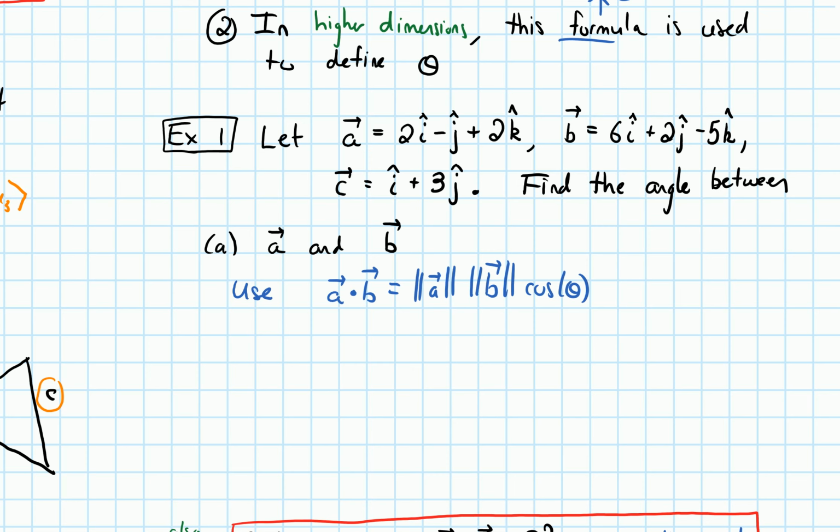Okay, so on the left-hand side, to take the dot product of A and B, let's use our algebraic definition of the dot product. So first we multiply their i components together, so that would be 2 times 6. Added to, multiply their j components together, that's negative 1 times 2. Added to their k components multiplied, that would be 2 times negative 5. And this is going to be equal to the length of A times the length of B times cosine of theta.